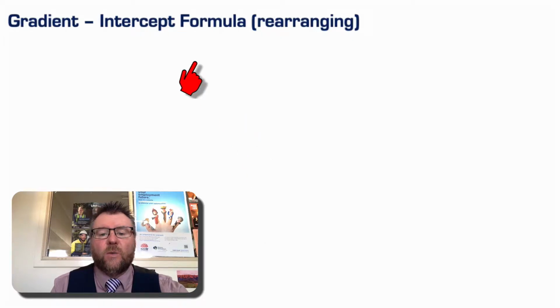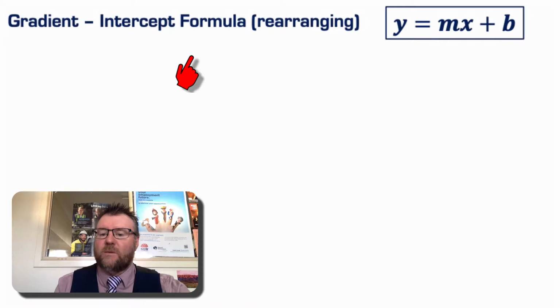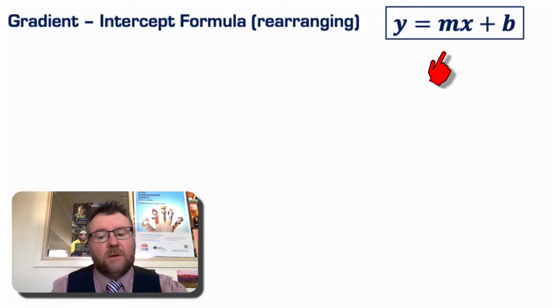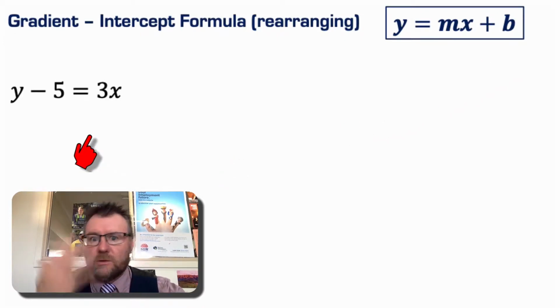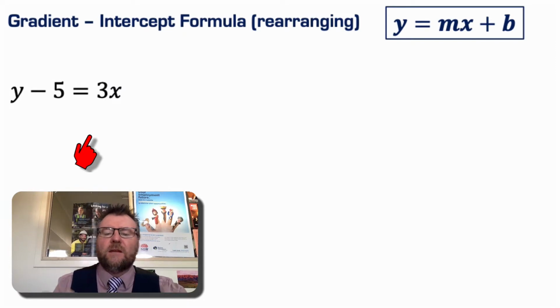Alright, in the previous video we talked about the gradient intercept formula, and it was this formula here, y equals mx plus b. Now that's great. From that you can read off the gradient, which was the m value, and you can read off the y-intercept, the b value. But what if your formula isn't in that form to start with? Well, you're going to have to do some rearranging. You're going to have to use some algebra skills or algebra magic to get it into the form y equals mx plus b. Let's have a look.